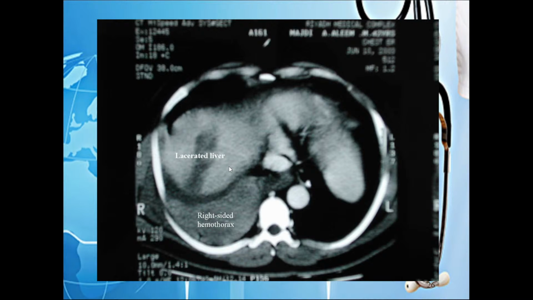So this blood will never, the contrast remedy will never reach this blood. That's why it looks like this. Okay.